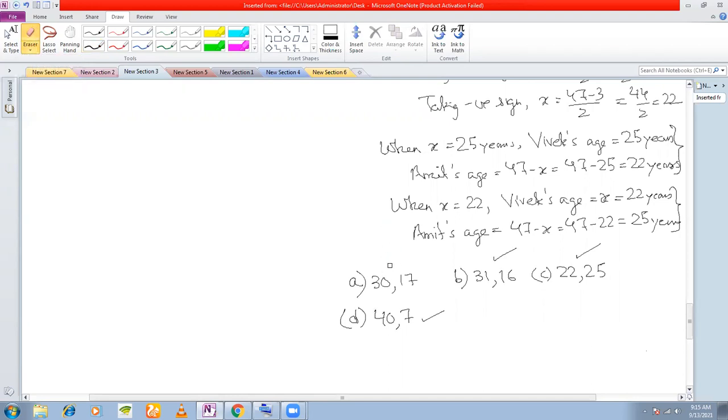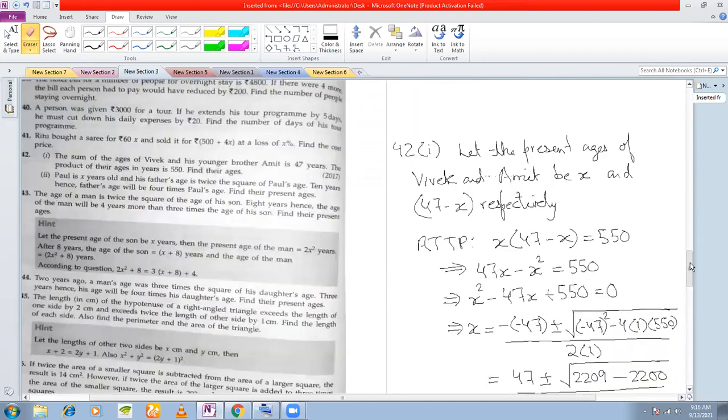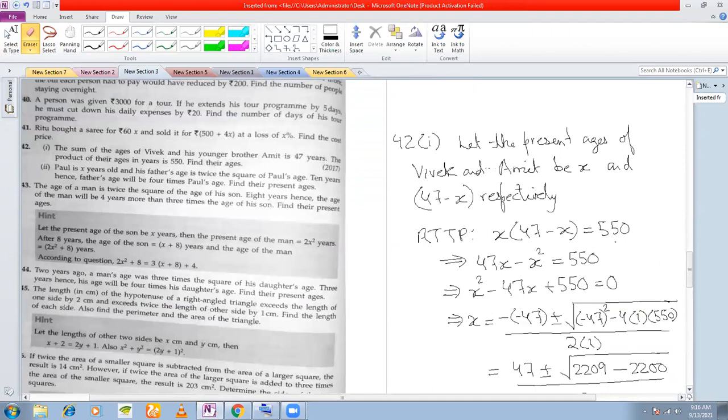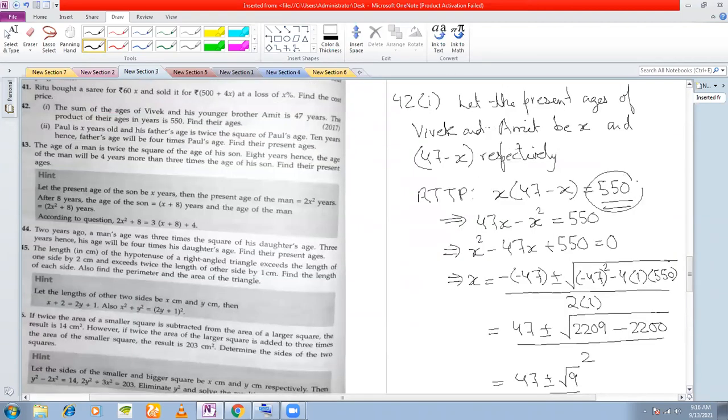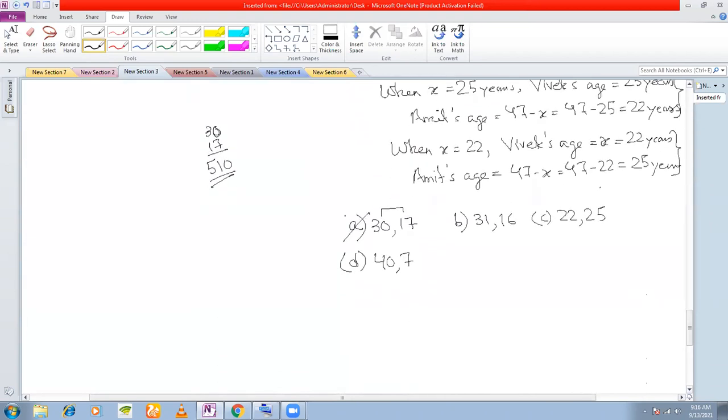But if you see the second condition, what is the second condition? How much is the product of their ages? Product of the ages is 550, right? So now you multiply these two. You don't need to do the entire multiplication. You simply multiply 17 into 3 is how much? Because we have a 0, we can multiply this very easily. So you do the multiplication here. So this will be 510, right? So 510 is a product here. But what should be a product? It is given 550. So this option is out.